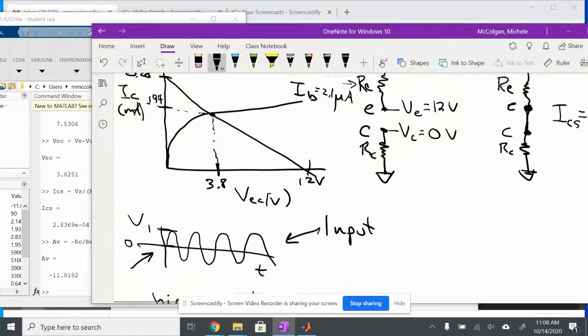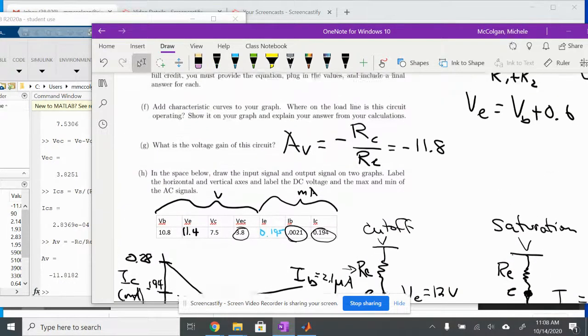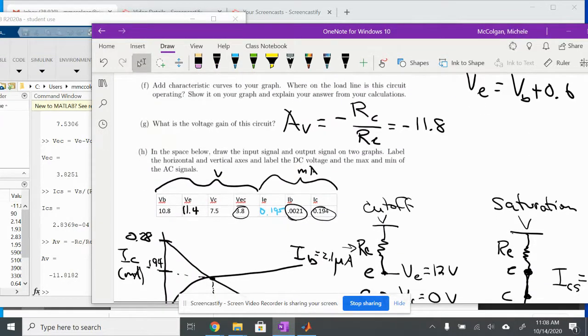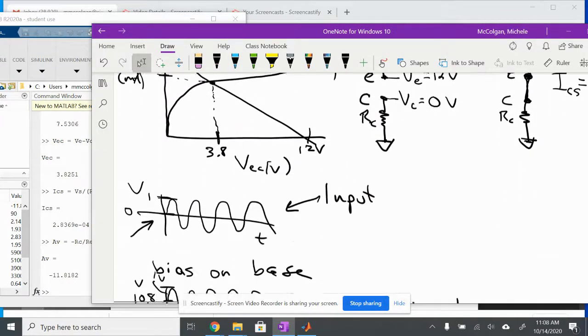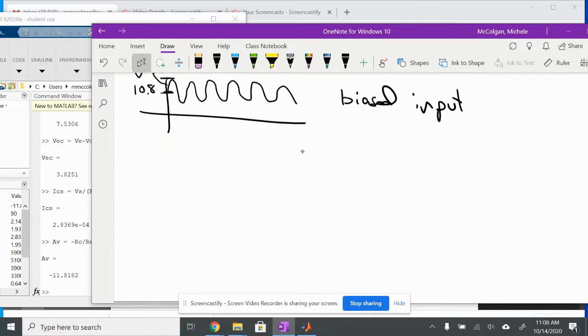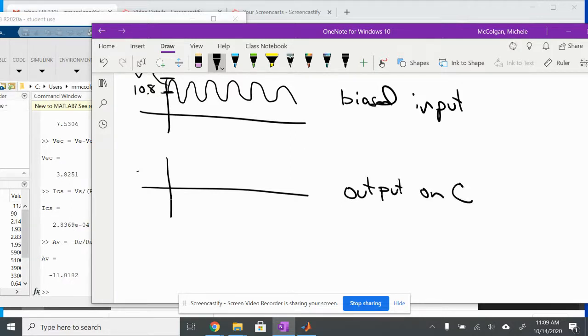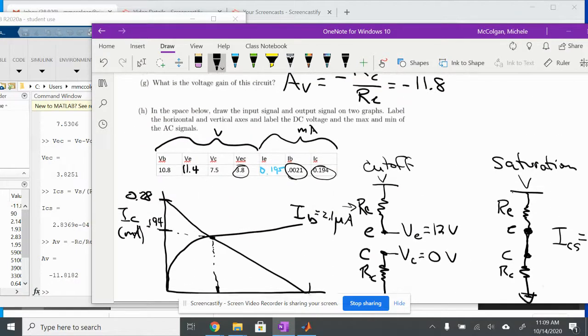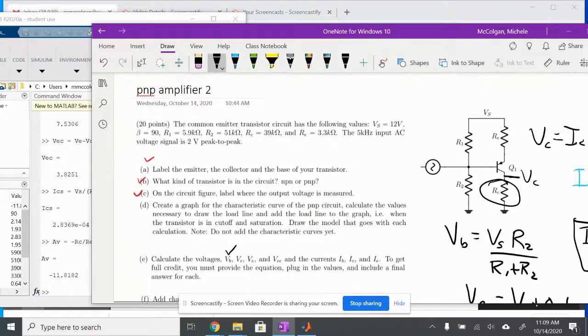And now looking at VE, looking at VC, VC is 7.5. So this is going to be my output. The output is on C, so it's on the collector. Looking at my circuit again, this right here is where my output is going to come out. And so I'm going to have a signal like a wiggle.